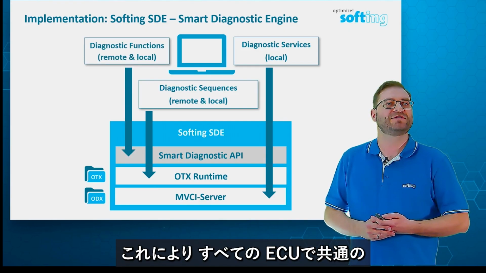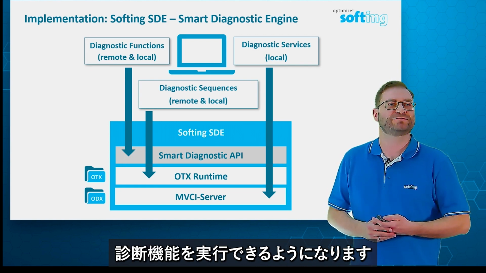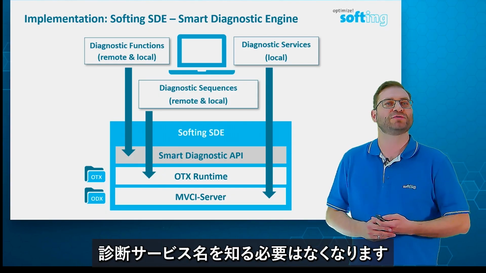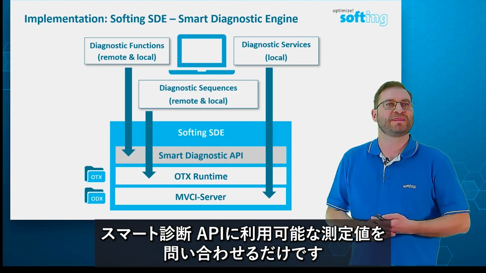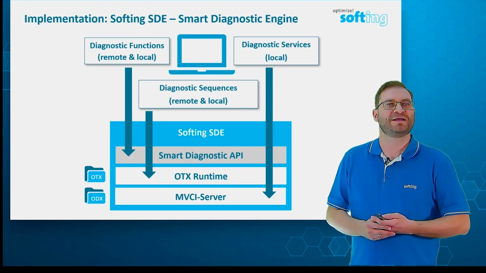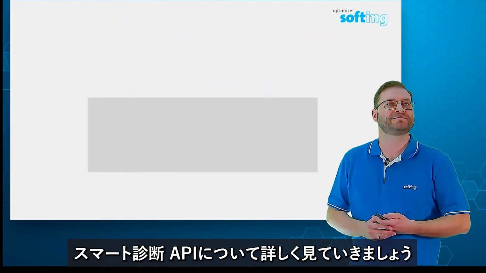It allows the execution of diagnostic functions, which are identical for all ECUs. For example, if we want to read out the measurement values of an ECU, we no longer need to know the diagnostic service names. We simply ask the Smart Diagnostic API for the available measurement values. Let's have a closer look into the Smart Diagnostic API.